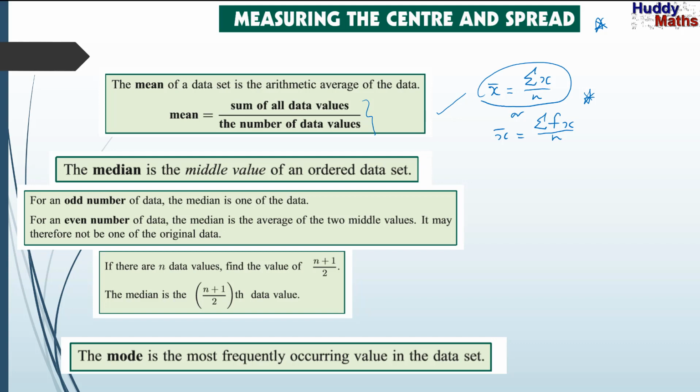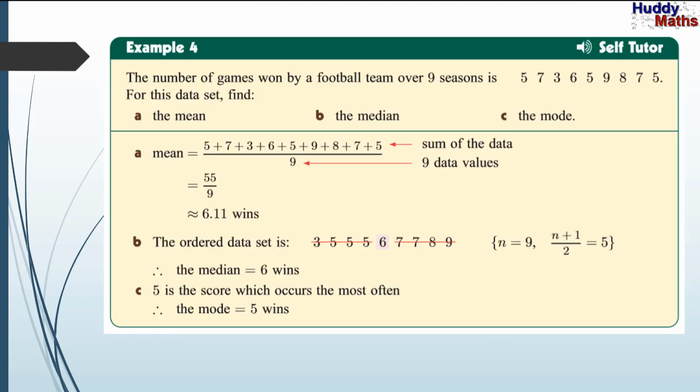Okay, what's a median? The median is the middle value when you put it in order of an ordered data set. So for an odd number of pieces of data, the median is one of the data points. And so here, if you have 9 scores, we know (9 plus 1) over 2 is 10 over 2. It's a 5th score. It's actually one of the scores themselves with 4 below it and 4 above it.